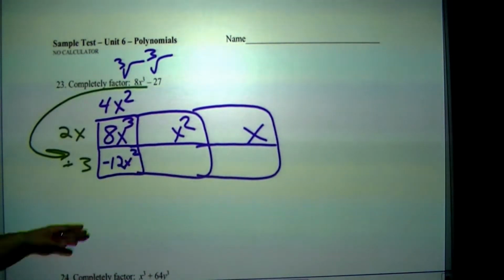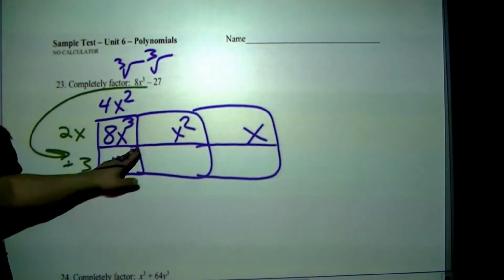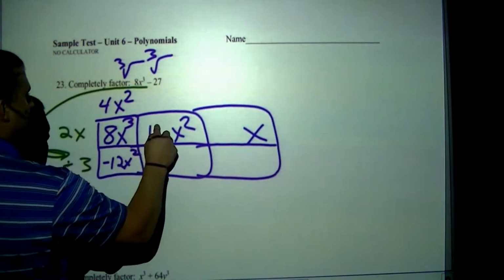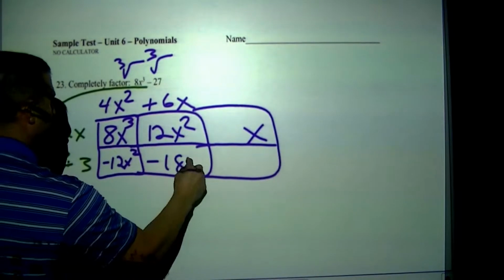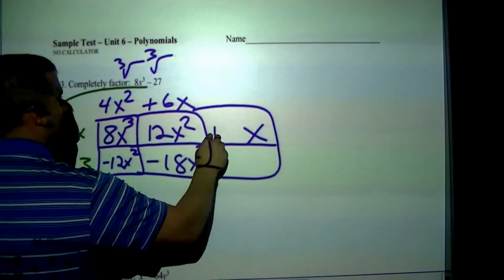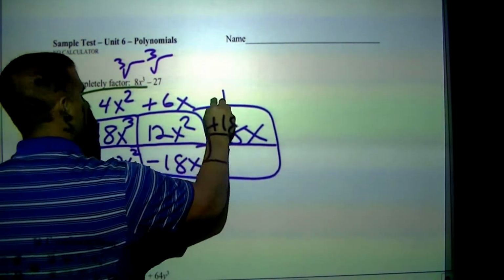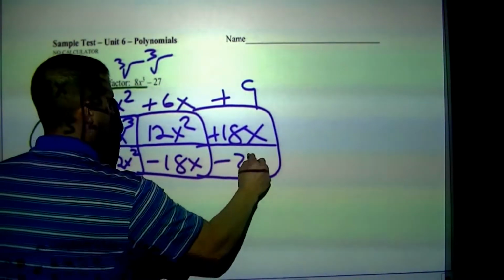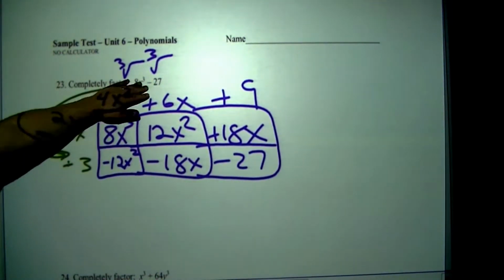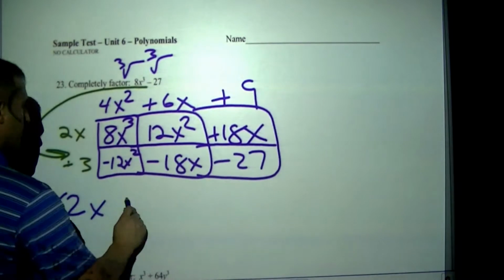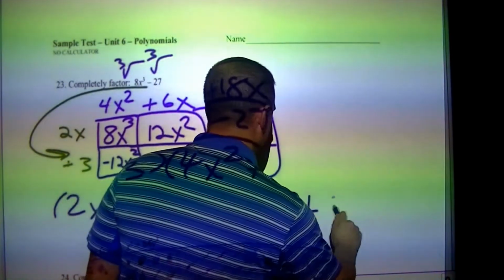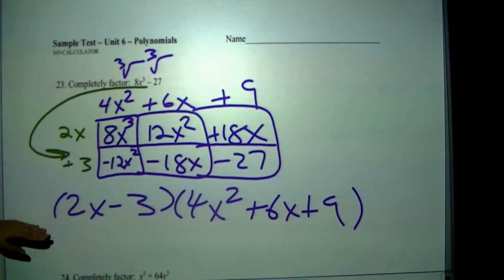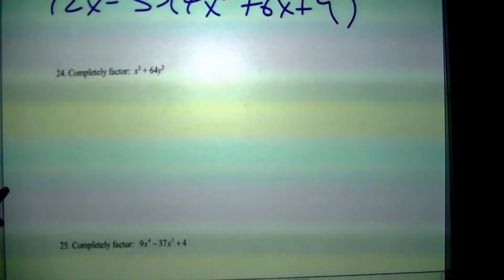Now, if you notice, I don't have an x squared term, so these have to cancel out or eliminate. So that's got to be 12. That's got to be 6. That's got to be negative 18. Once again, these have to cancel out, so that's got to be positive 18. That's got to be 9. That's going to be negative 27. Now, since I had to come up with both of these on my own, both of those are part of my answer, because those are my factors.